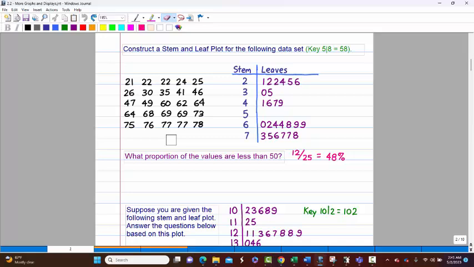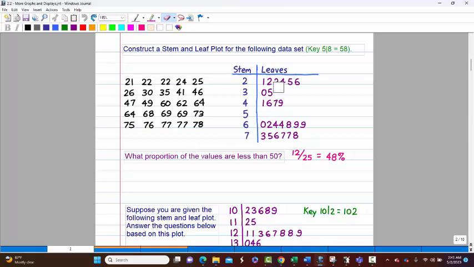It says, what proportion of the values are less than 50? Proportion, fraction, decimal, percentage, relative frequency, basically. Now, suppose it didn't tell you how many numbers there were. Does that mean you have to take this stem and leaf and rebuild all this over here? Not at all. You do not need to do that. The number of leaves tells you how many total numbers there are, because each leaf pairs with a stem.